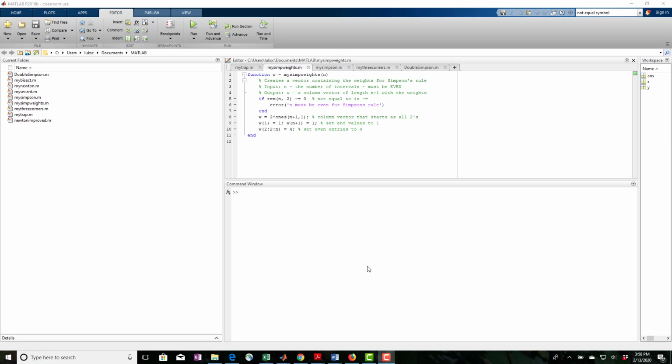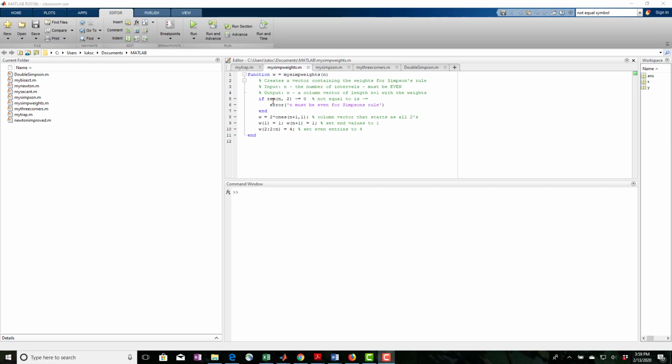The way they propose setting this up is to create a vector of weights. So this is their code for this. They start with a function, creating a vector w that is simp_weights of n. Here n is the number of intervals that you want, and w will be a column vector of length n plus 1.